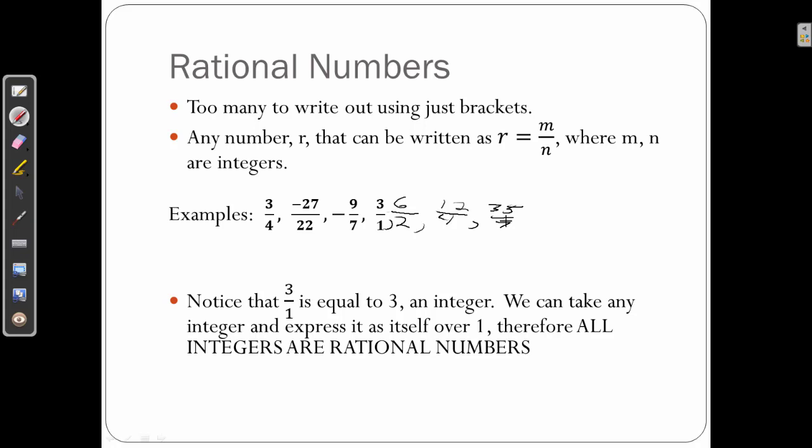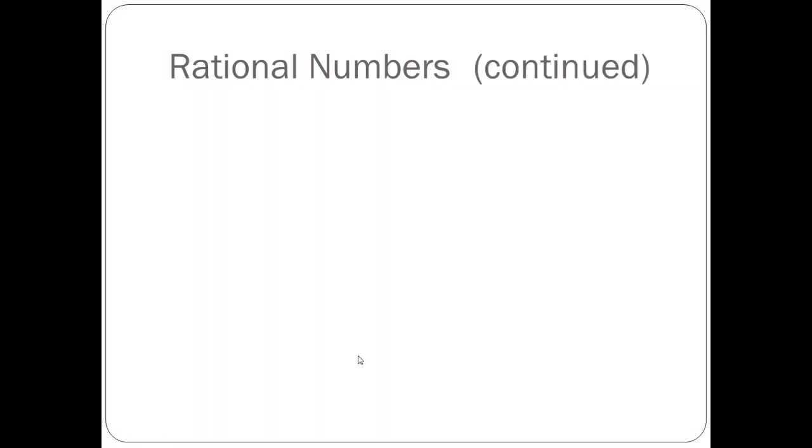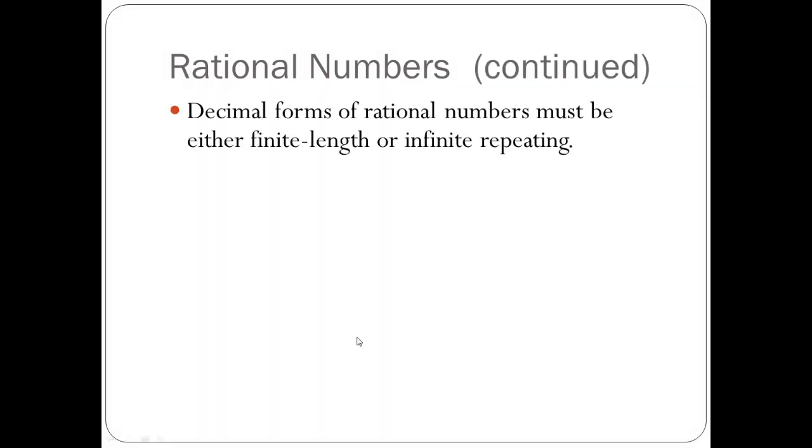So every set we've looked at so far has been nested. The natural numbers are in the integers and the integers are in the rational numbers. Continuing on with rational numbers, here's a few words about decimal forms. The decimal forms of rational numbers have to be either finite length or infinite repeating.